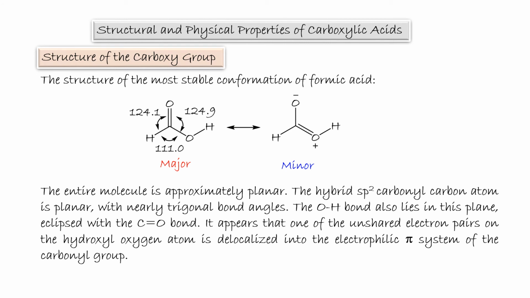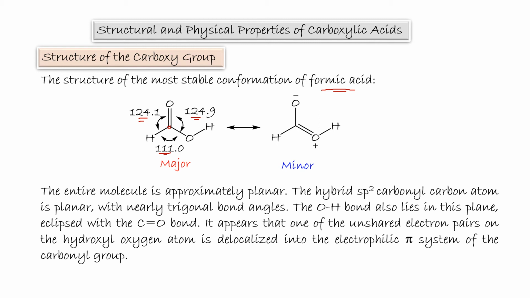Structural and physical properties of carboxylic acids. Taking formic acid as a model, the entire molecule is approximately planar. The hybrid sp2 carbonyl carbon atom is planar with the trigonal bond angle. As we can see here, the angle between C=O and the carbon-oxygen single bond is 125.9. The angle between the C=O and CH is 124. Between the CH and CO, 111.